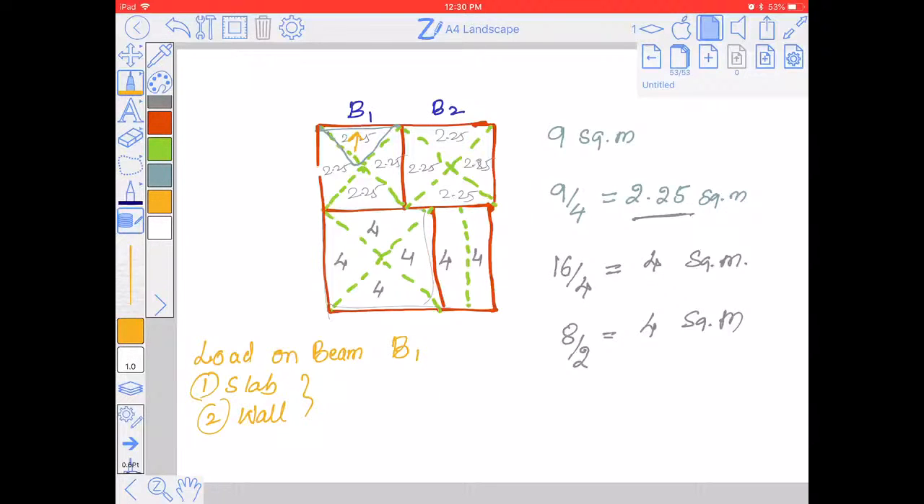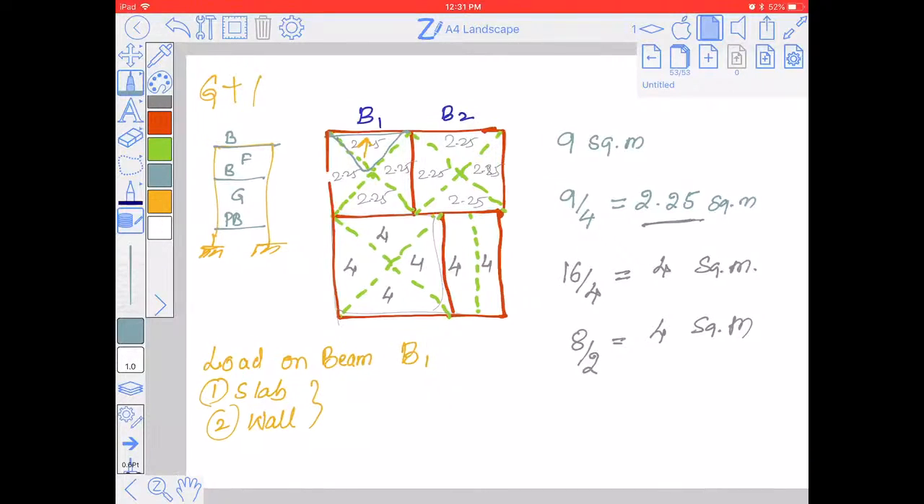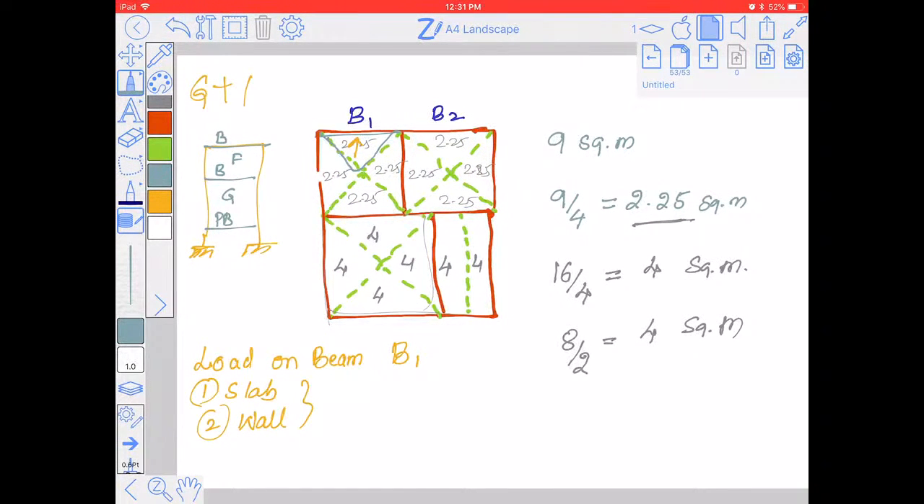First, as it is a G+1 building, this is footing, this is plinth beam, roof, and next roof beam. There are 3 level beams you will get: plinth beam, beam at first slab, beam at second slab. So this is ground floor and first floor. This is the elevation of this building, right? Obviously, Sandeep, it is from slab as well as from wall. So here it is 8 by 2, 4 square meter, right?